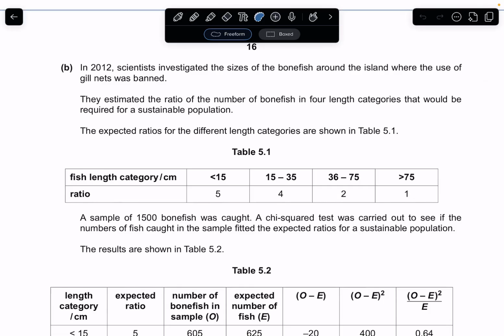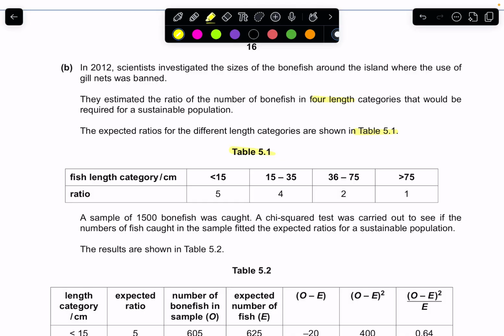It says in 2012, scientists investigated the size of the bonefish around the island where the use of gill nets was banned. They estimated the ratio of the number of bonefish in 4 length categories that would be required for a sustainable population. The expected ratios for the different length categories are shown in table 5.1. So just like we're doing here, you can highlight anything that's typed by Cambridge, but I just want you to be aware of what we're looking at. We're looking at length categories, and of course we're looking at table 5.1 first.